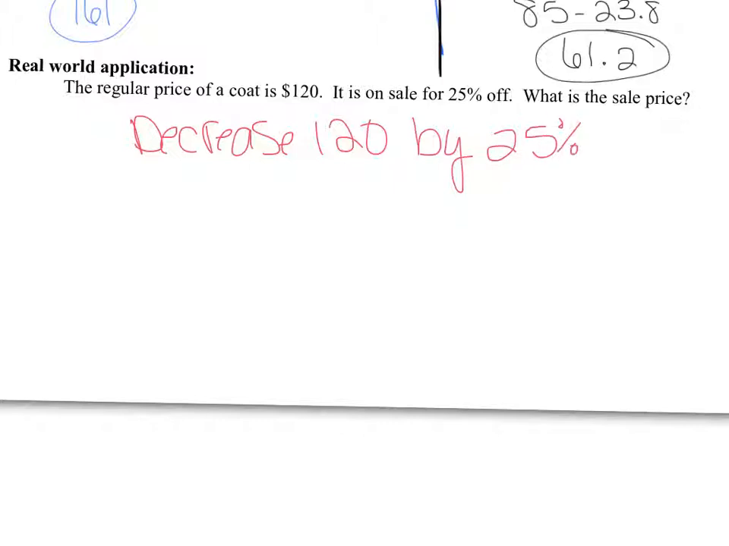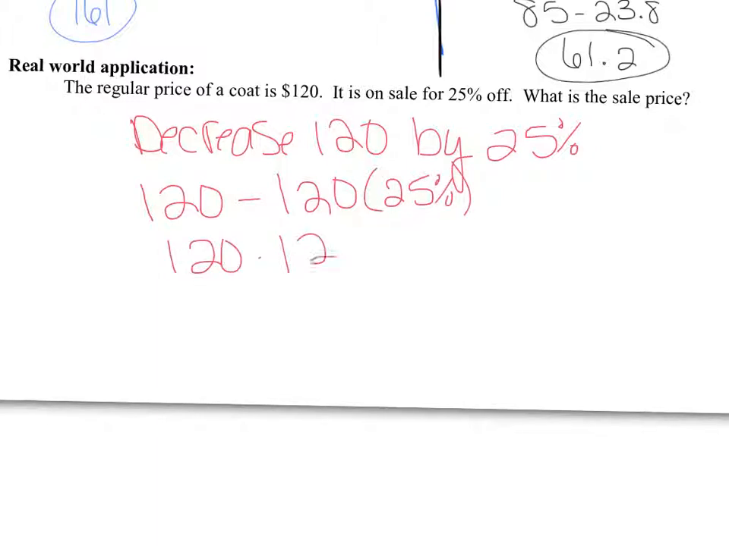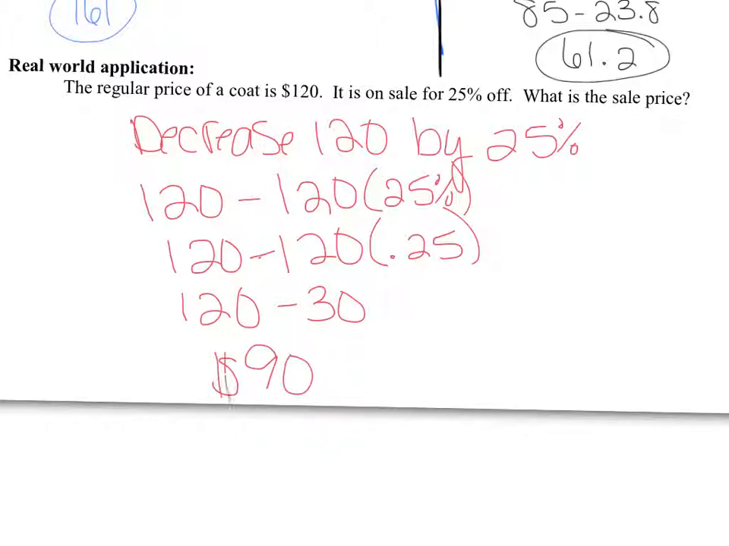So let's think along that very last example. I'm going to take 120 and I'm going to decrease, I'm going to subtract. Now I need to find out what 25% of 120 is. So I'm going to take 120, let's change that 25% to a decimal, and when you find 25% of 120, you should get 30, and 120 minus 30 is 90, so that coat is $90 on sale.